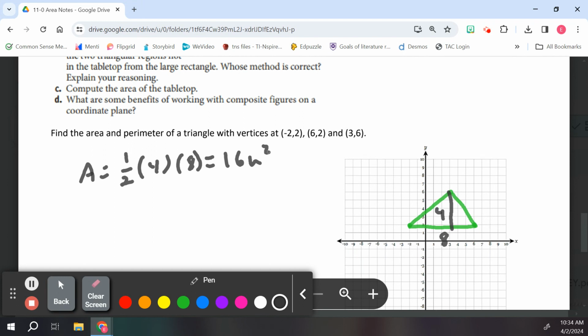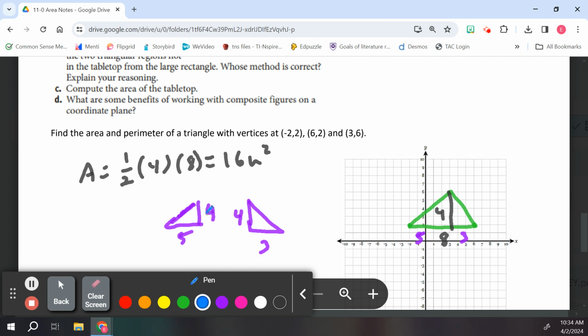Now the perimeter is going to be a little different. What we need to do is find some things. We know that this has a total of 3 units and this has a total of 5 units. And we know that height is 4. So if we break this up into 2 triangles, here's 4, here's 5, here's 4, here's 3, we can find these hypotenuses to find the perimeter of the shape.